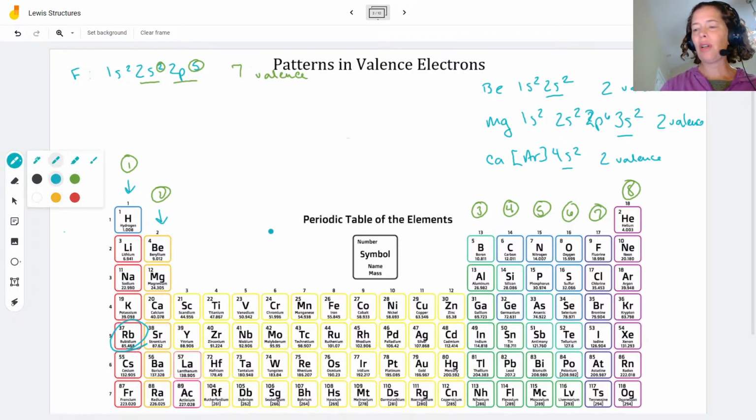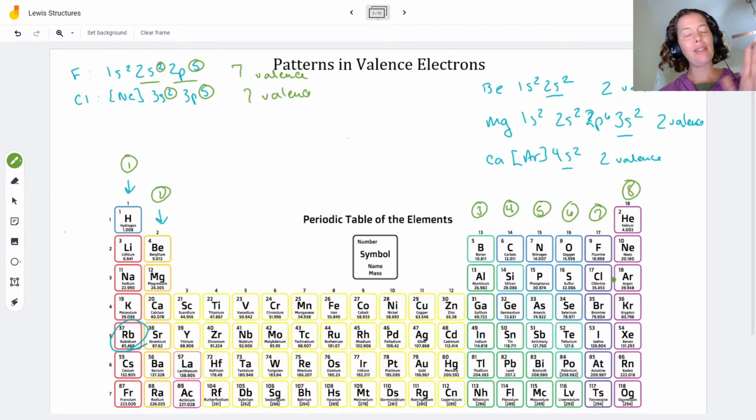Okay, switching over next to chlorine. Going back to my noble gas shortcut because these are just really long. That is going to be 3s2, 3p5. Again, you can see 2 plus 5, we have again 7 valence. And then for good measure, let's just do bromine just so I can really convince you that there are 7 valence electrons in all of the halogens. Although we already did bromine, but it's okay.